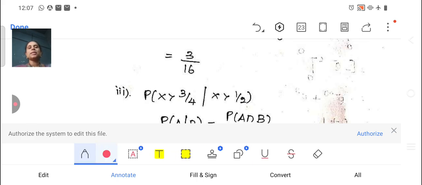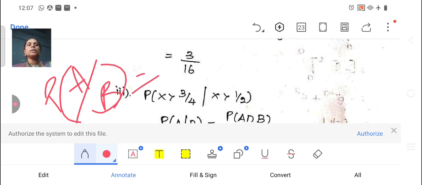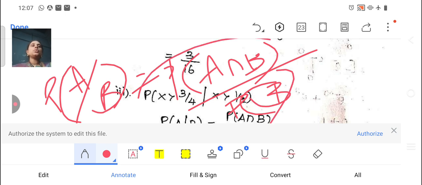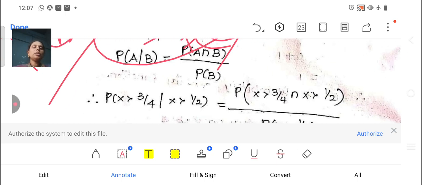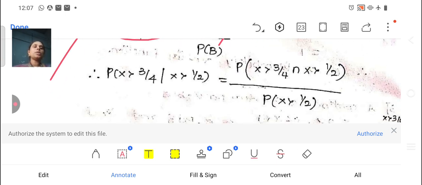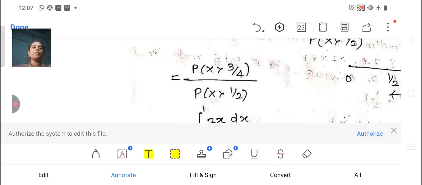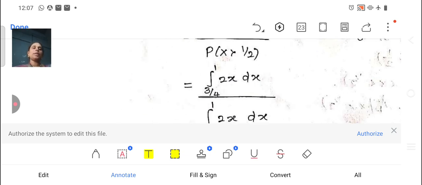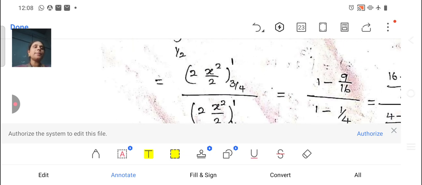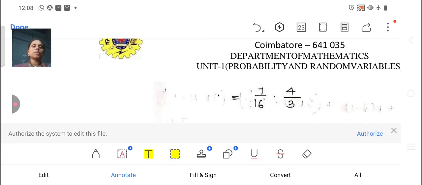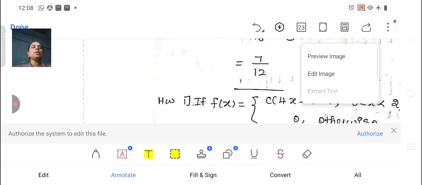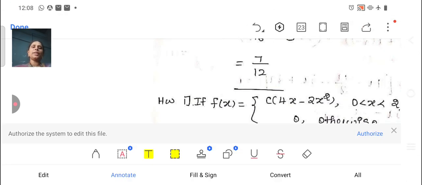Another one is the conditional probability. What is the conditional probability? P of A given B equals P of A intersection B divided by P of B. Using this formula we find this condition. The intersection here is P of x greater than 3/4 and P of x greater than 1/2. After integrating, the final answer is (1 minus 9/16) divided by (1 minus 1/4), which is 7/12. So this is the final answer. Thank you.